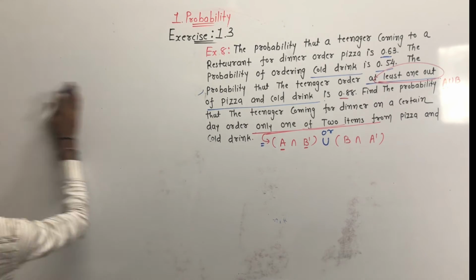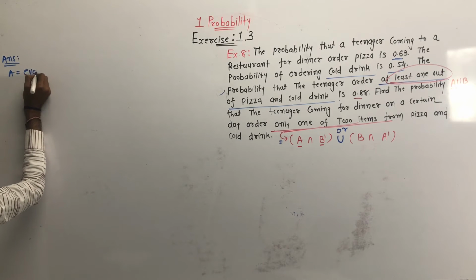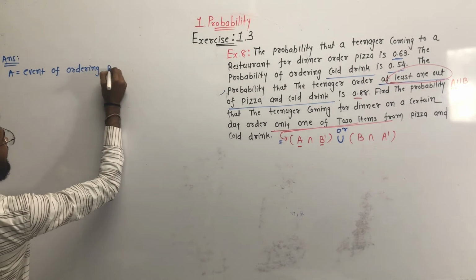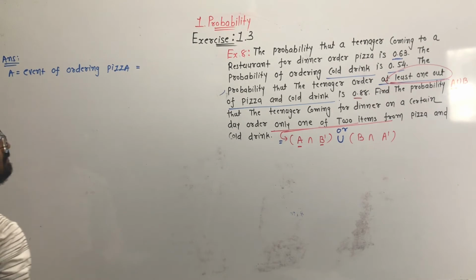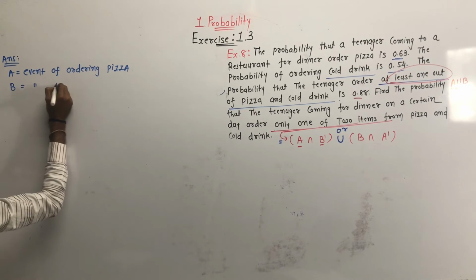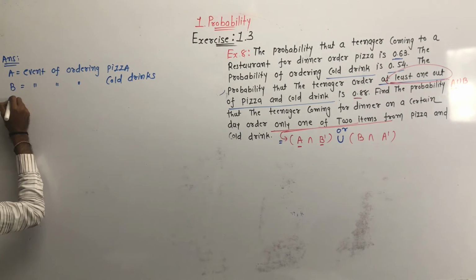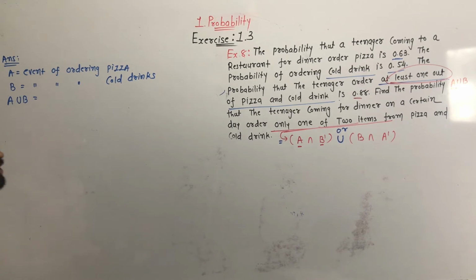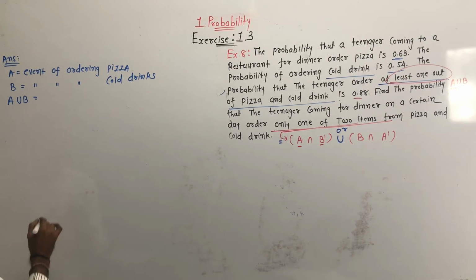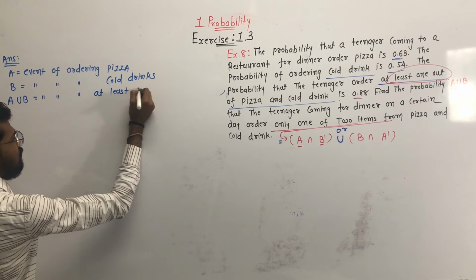Okay, here I can write it. Event A is equal to the event of ordering pizza, and B is the event of ordering cold drinks. Then A union B is given: A union B is the event of ordering at least one out of pizza and cold drinks.